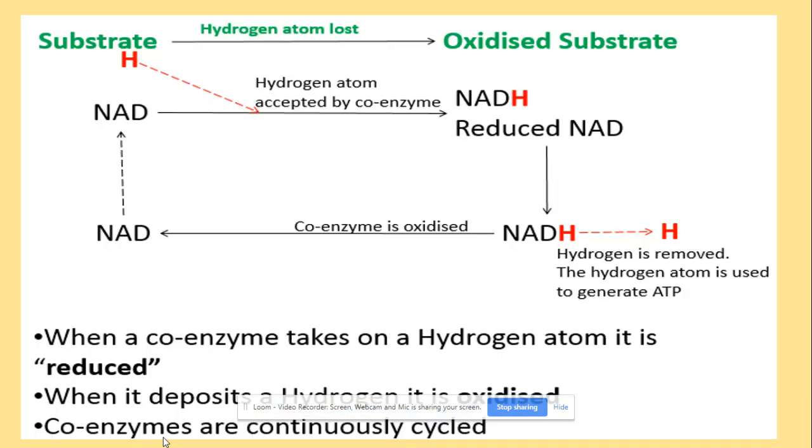So coming back to the coenzymes, as we've seen in photosynthesis, we've got two main coenzymes in the process of respiration. We've got NAD. So remember, it's not NADP as it was in photosynthesis, it's NAD. And you will also see FAD. Those coenzymes can still be oxidized or reduced. Same idea as in photosynthesis.